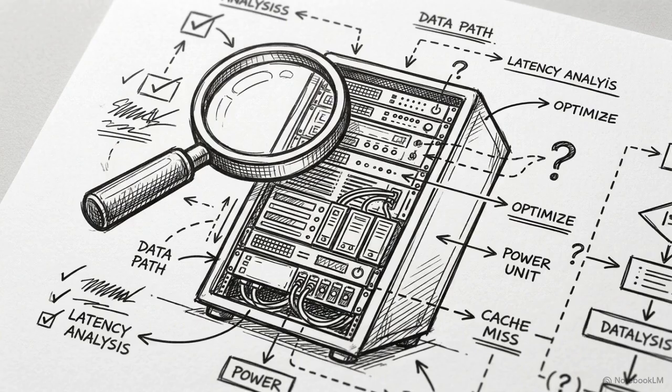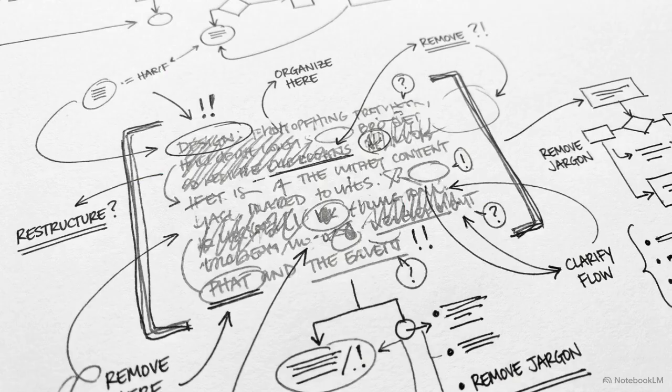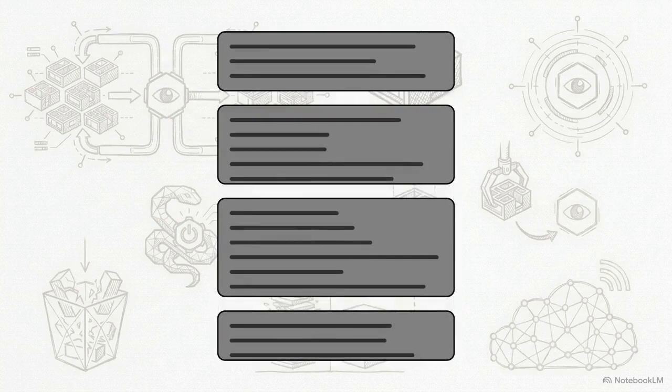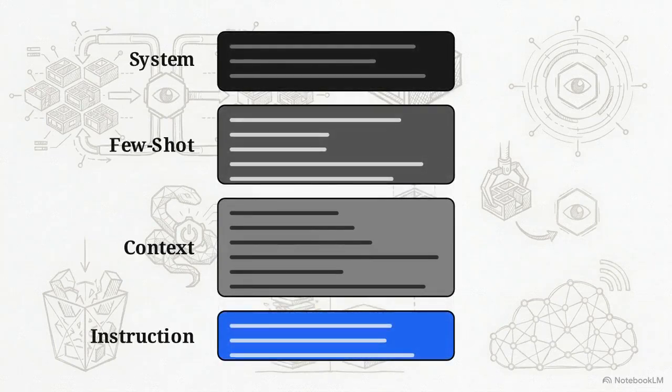Step 1 is making sure our evaluator is online. Run the check Ollama command in your terminal to verify your local language model is awake and ready to score our prompts. Now we need to format our input. Take your standard text prompt and convert it into a YAML file, breaking the text into isolated, named categories. This diagram shows exactly how your monolith of text breaks apart into distinct tiers, like system, few-shot, context, and instruction.